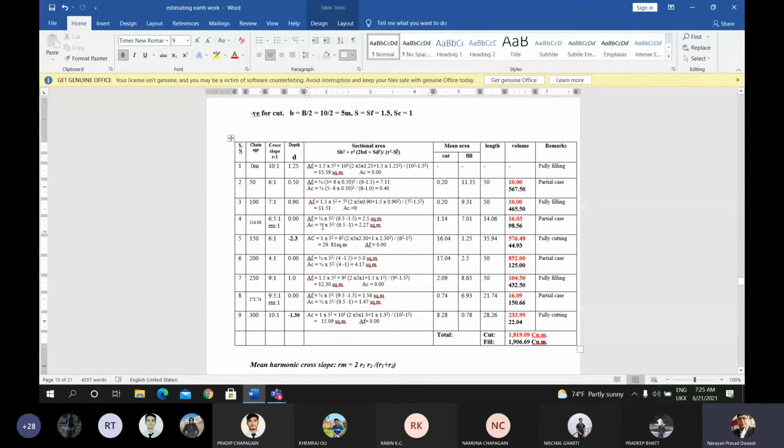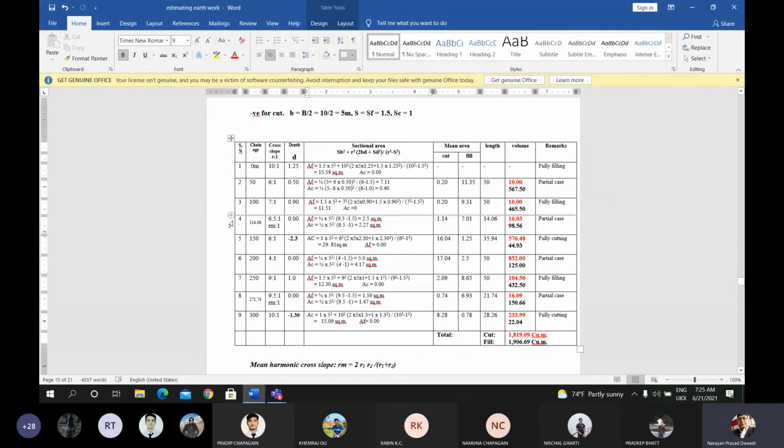If you use this formula, for the area of filling, put the value of D as 0.90, R as 7, and S as 1.5 in the fully filling formula. You will get the value of the area of filling as 11.51 square meter. And the area of cutting is 0 because it is a fully filling case. Okay, area of cutting is 0.